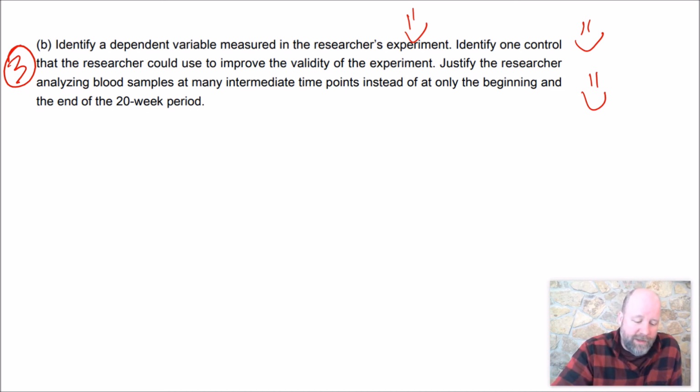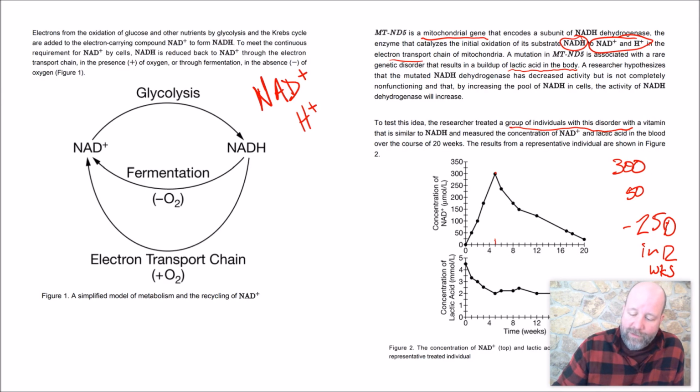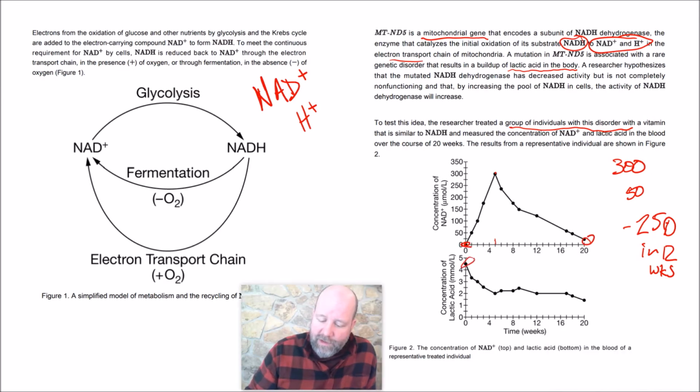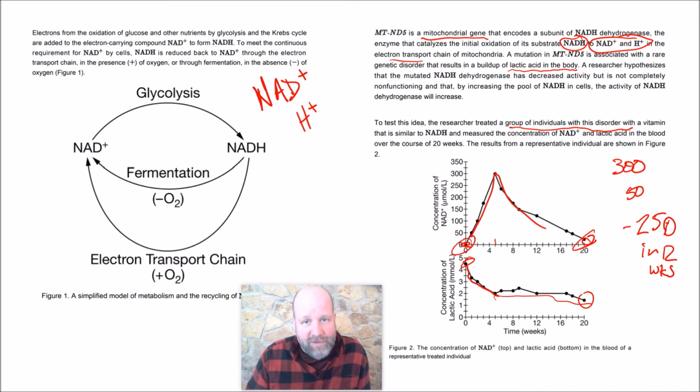Justify the researcher analyzing blood samples at many intermediate time points instead of only at the beginning and the end of the 20-week period. So beginning and end, if you look at these graphs, right, if you had just gone beginning and end, you wouldn't have seen much change. You would have seen a big change in the concentration of lactic acid, but the change in NADH, you would have missed this whole spike. Also, by gathering data all along, you see that most of this drop happened very early in the first 5 weeks, and then it barely went down at all after that. So you got a lot more information with more data.